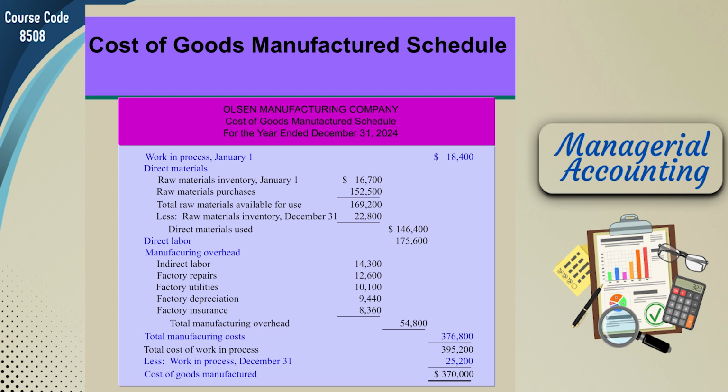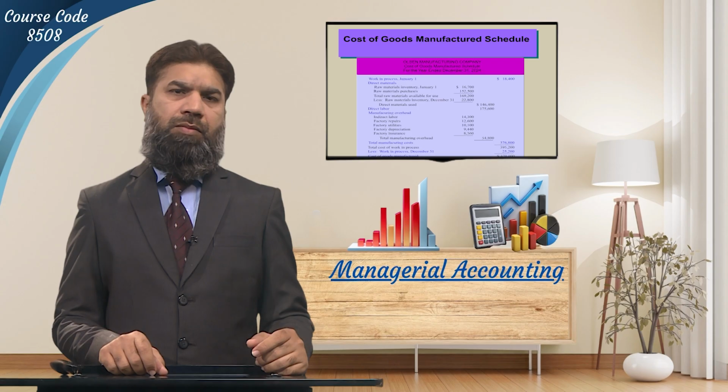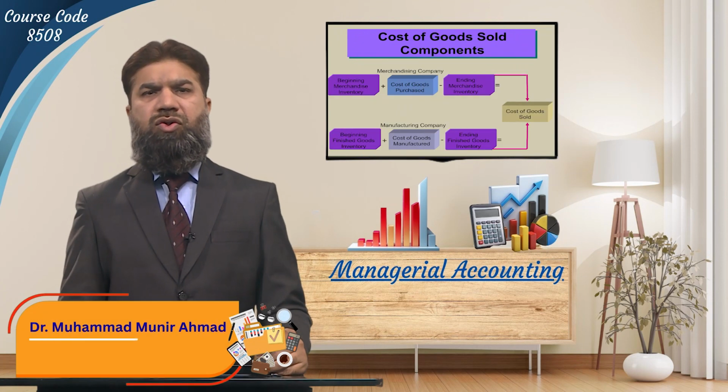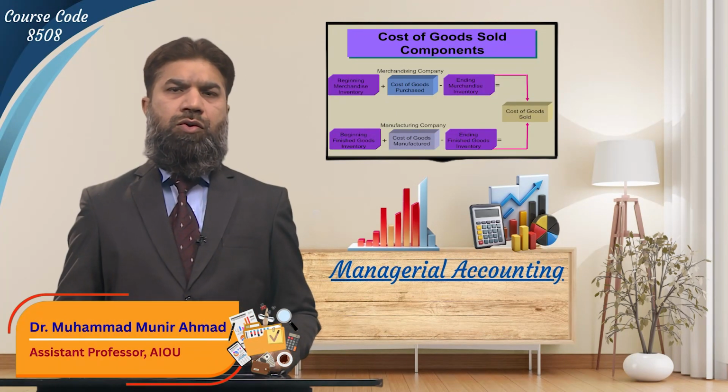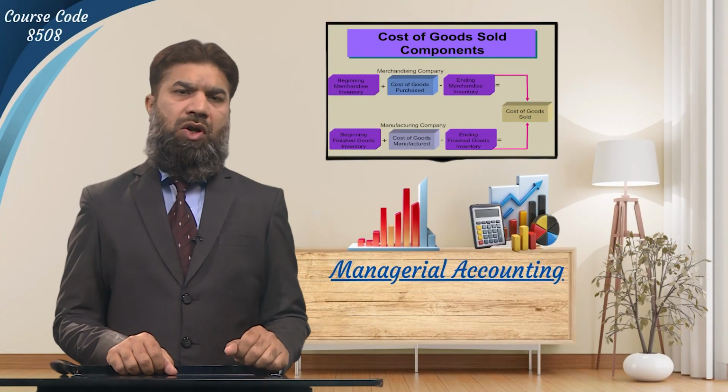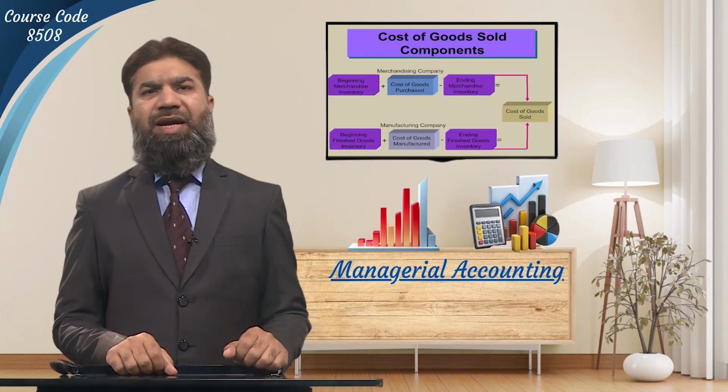After getting the total manufacturing cost, that is 3,95,200, we will add opening work in process, that is 18,400, and deduct work in process inventory at the end of the period, that is 25,200. And in this way, we will get cost of goods manufactured, that is 3,70,000 in this example. So, dear students, hope you understand how to prepare the cost of goods manufactured statement and cost of goods sold statement for the manufacturing organization, as well as the cost of goods sold statement for the merchandising company.